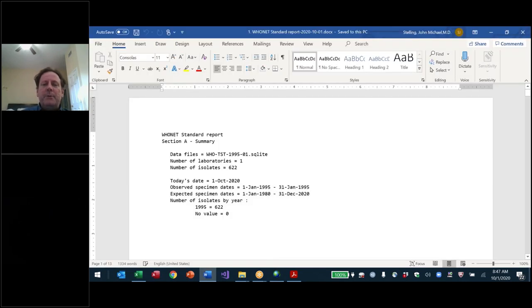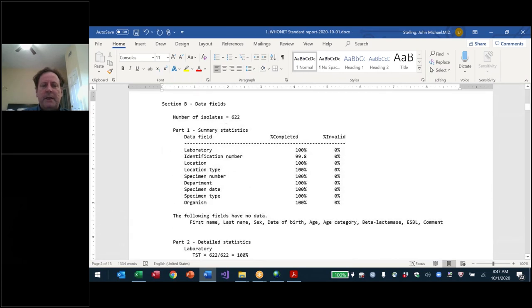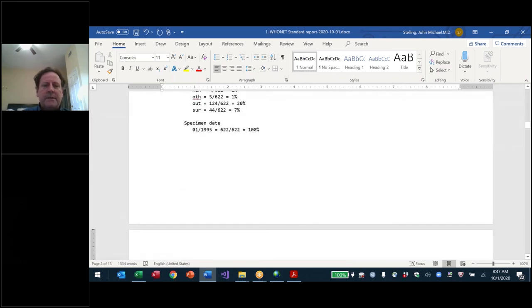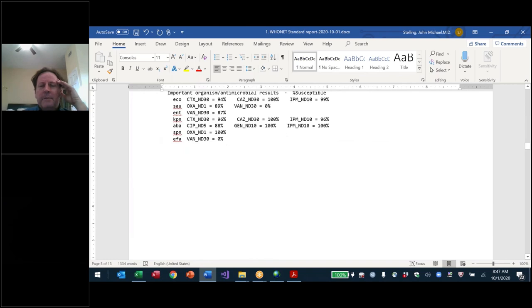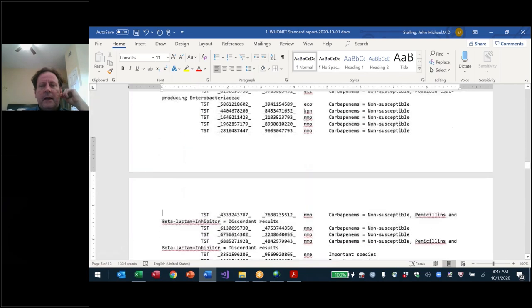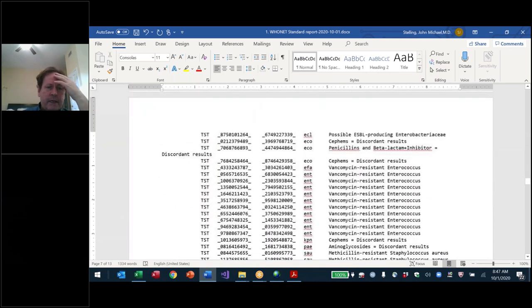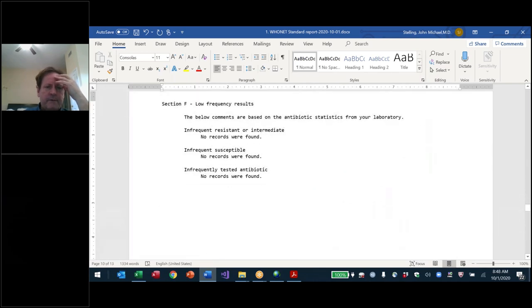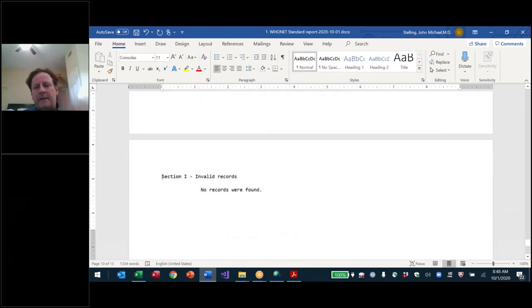So here you see what you would see on the WHONET screen. Section A, file summary. Section B, percent completeness. Section C. So you're also seeing the concepts that you saw in Vietnam. Number of organisms by month. Key antibiotic resistances. This one is microbiology alerts. Section E. Section F is, what is section F? Low frequency results, doesn't matter. The configuration comments, et cetera.